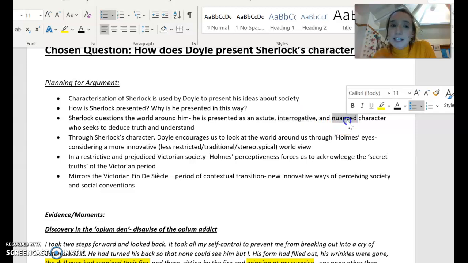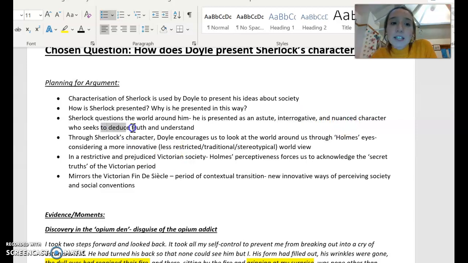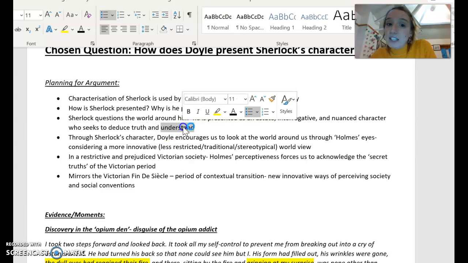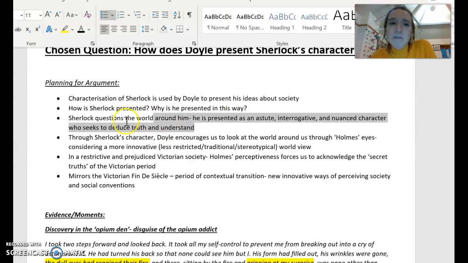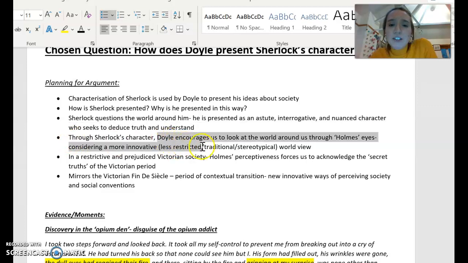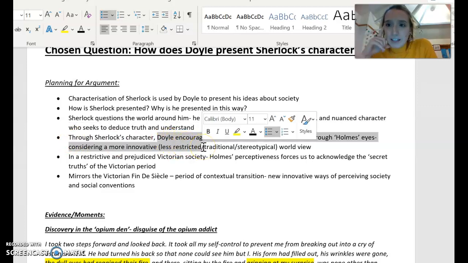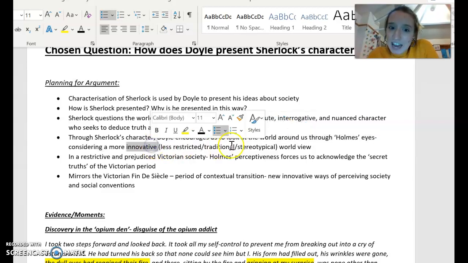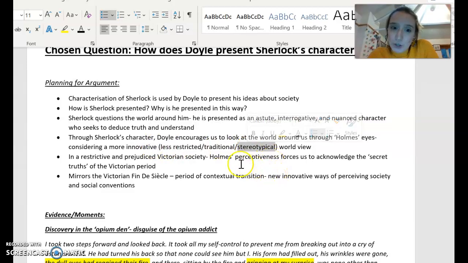He's nuanced. That means he's layered. He's someone who seeks the truth and he wants to understand the world around him. So that's my impression of Sherlock's character. And then I'm thinking, okay, why is he presented in this way? Well, I think that Doyle is encouraging us to see through Sherlock's eyes, and he makes him have an innovative, less stereotypical approach so that we are encouraged to have that as well. And I think he contrasts with his very restrictive, prejudiced society.